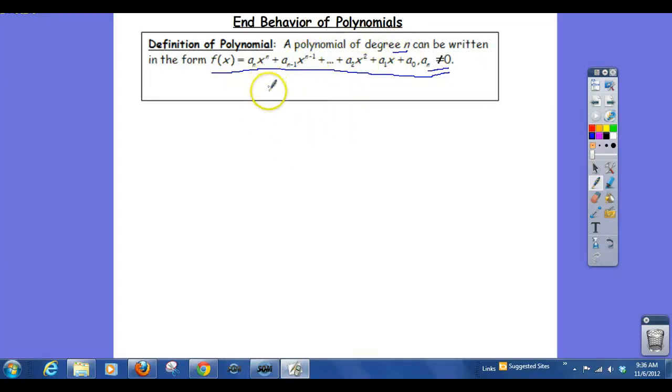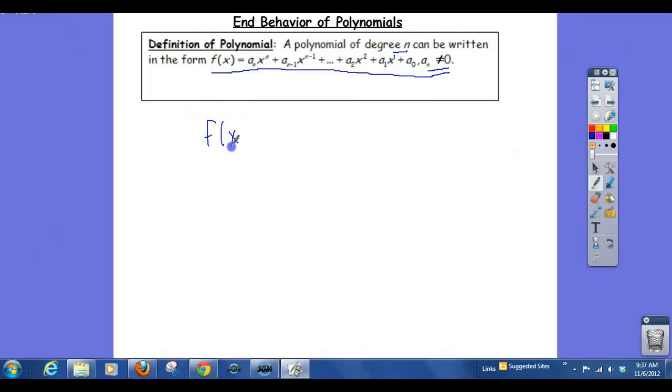The other thing is when the degrees are written in descending order, so look, this is x to the n minus 1, n minus 2, etc., x to the 1, and then x to the 0. It's called written in standard form. And when it's in standard form, it's easy to see the degree. Okay, so this is just kind of a review of those things.